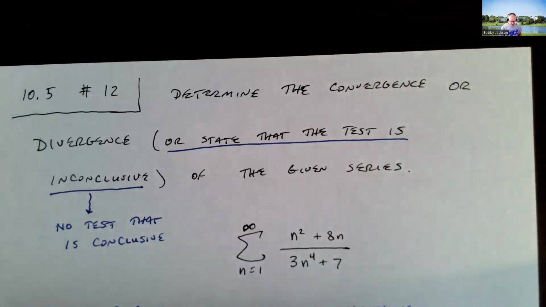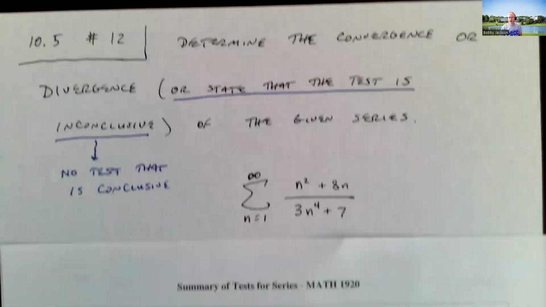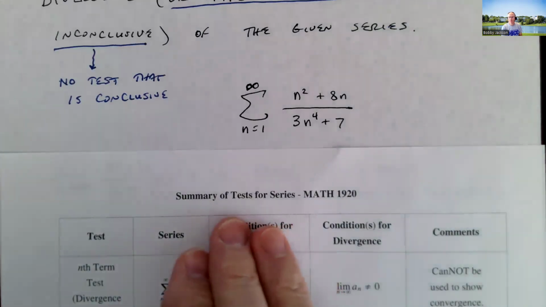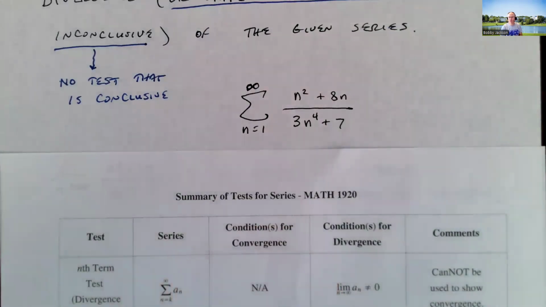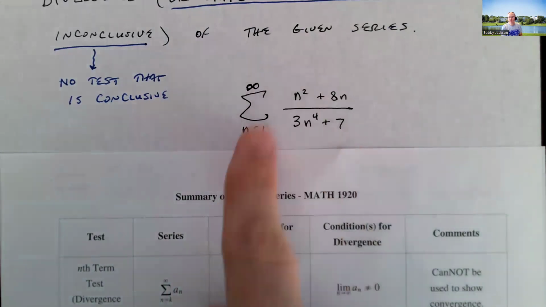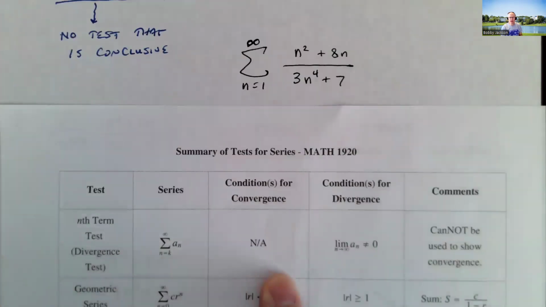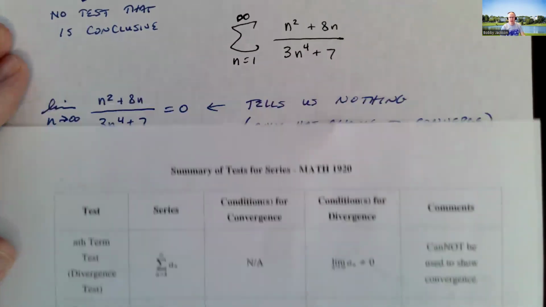And so remember the summary for tests that I have, the table that summarizes all our series tests for convergence or divergence. Here's the power series we're looking at. And I'm looking at the first one, which is the nth term test for divergence. Let's take a look at that.